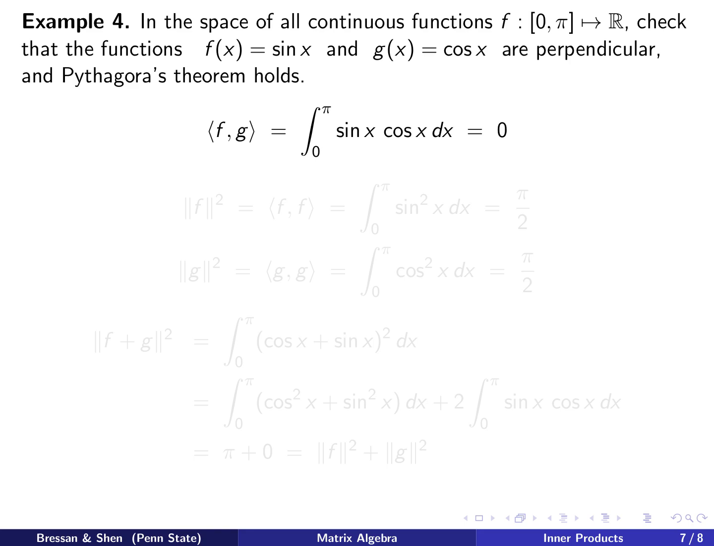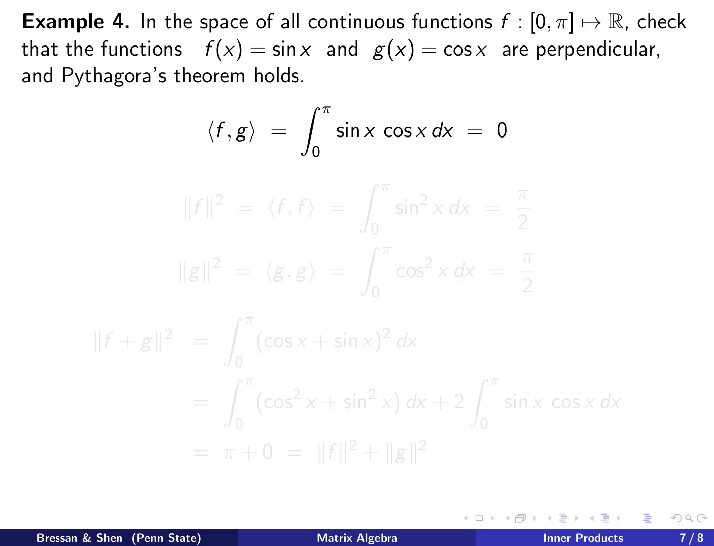Okay, so to show they're perpendicular, we just need to calculate the inner product and to find that it's 0. So inner product of f and g will be the integral of sine x times cosine x dx. Right. So use your favorite tool from your calculus course. You will find out that it's 0.